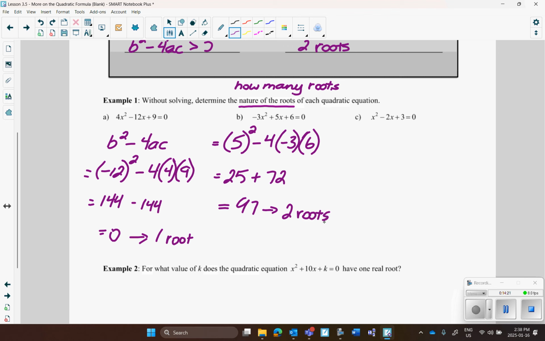So probably guess what's going to happen on the last one. Negative b, which in this case is negative 2, parentheses, squared, minus 4 times 1 times 3, which is going to give me 4 minus 12, which is going to give me a negative answer. Really, I don't care what the answer is. I only care that it's negative, because it tells me that there are no solutions, or no roots, or 0 roots.